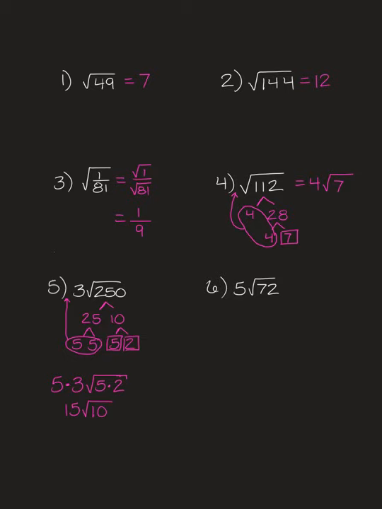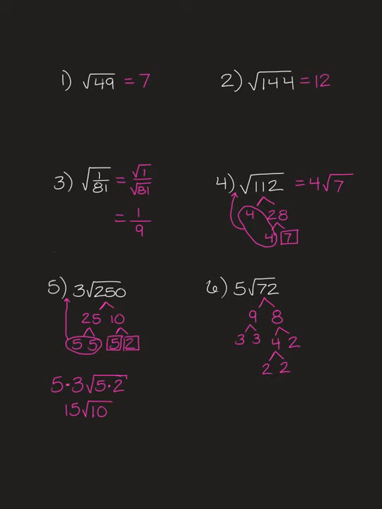Let's look at number 6 here. We have 5 square root of 72. So 72 is not a perfect square. I'm going to break that down. I can get 9 and 8. I'm going to break 9 down into prime numbers, so 3 and 3, 8 into 4 and 2. So I have one pair, but I can go further with the 4 here into 2 and 2.